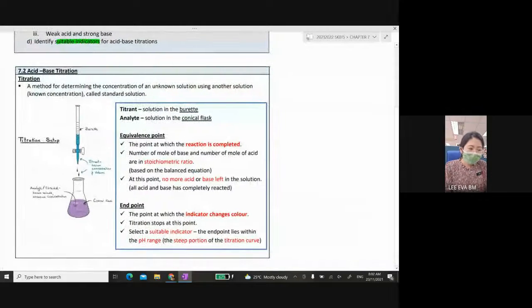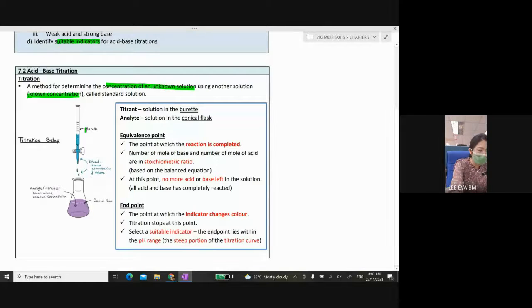So basically, your acid-base titration is a process or a method to determine the concentration of an unknown solution. So one of the solutions will have an unknown concentration, and then another solution with a known concentration is used to get the concentration of the unknown solution. And the known-concentration solution will be known as the standard solution. So this is the titration process. And of course, you have learned already that acid-base is a neutralization process.